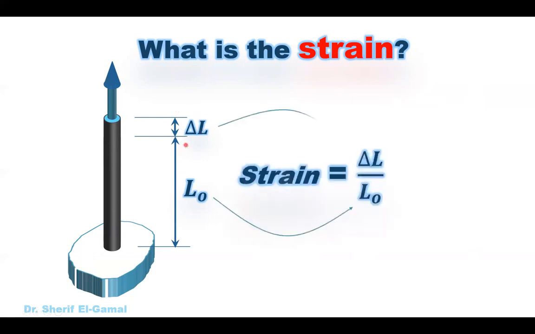So what is the strain? The strain is known by the increase in length, which is delta L divided by the original length. So the strain equals the elongation or the increase in the length divided by the original length. And we can see that both of them are length, in meter, meter, millimeter, millimeter. So it is unitless, no units for the strain.